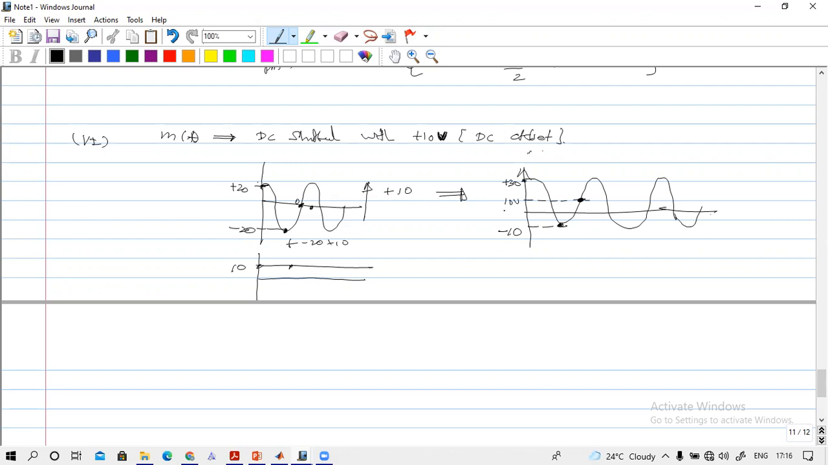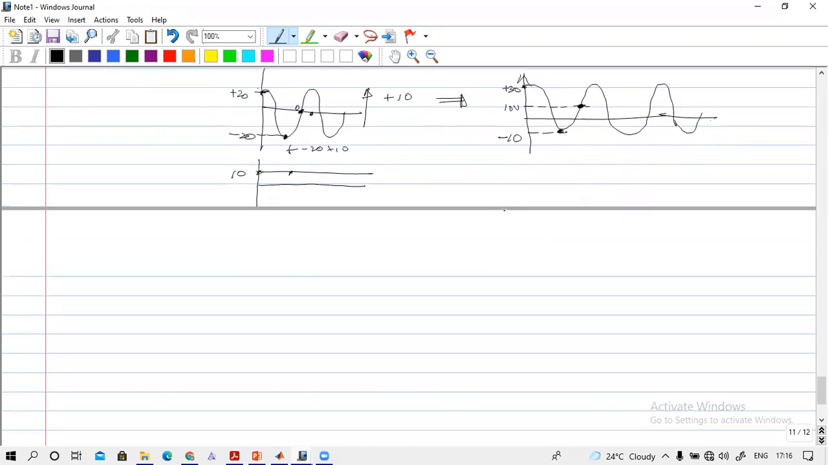Now we are asked to draw, to find the PM signal at phi delta max is equal to 5. So we can easily find that one.